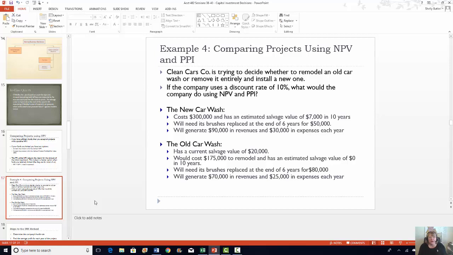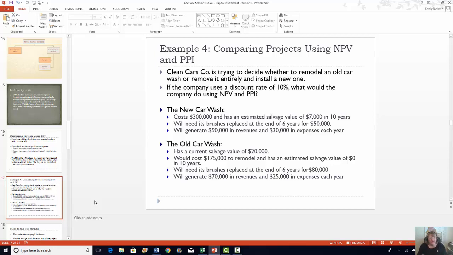And if the company uses a discount rate of 10%, the discount rate again is the amount that you could get on other investments. If you put that money into other investments, you could earn 10%. What would the company do using net present value and PPI? So we're going to look at both of these, and we're going to do net present value and PPI for both of them.